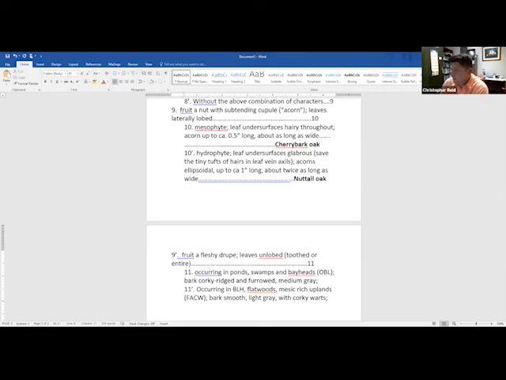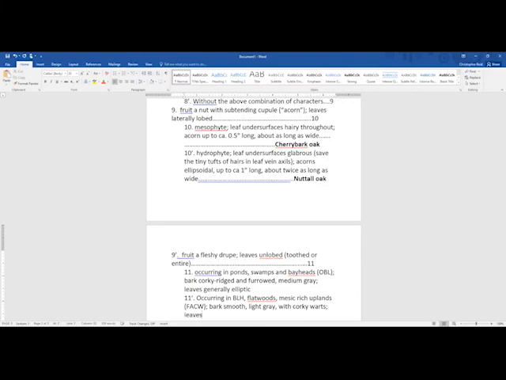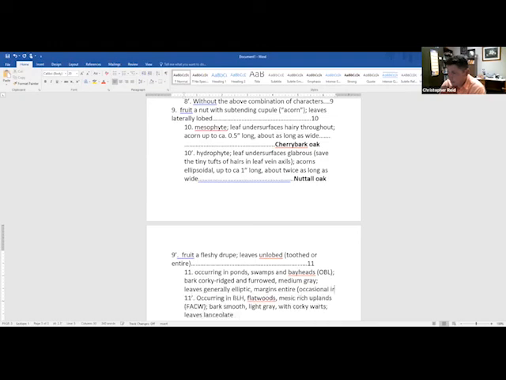Leaves generally elliptic, one is toothed. Leaves lanceolate, generally elliptic, margins entire. We have to put a disclaimer. So yeah, generally entire for swamp blackgum, with occasional irregular teeth.